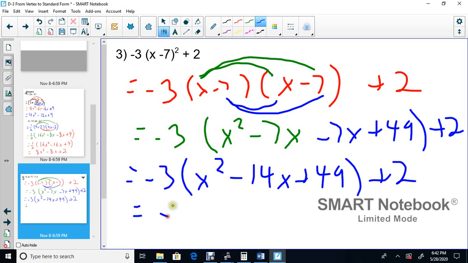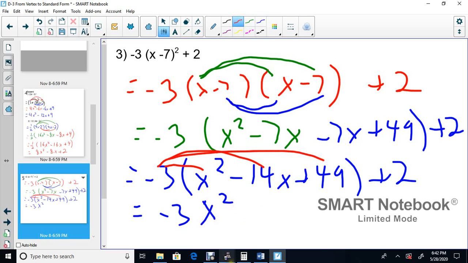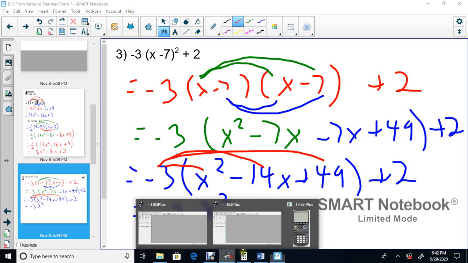And then you get minus 3. And you're going to multiply everything by that minus 3. That, that, and that. So the first one is just minus 3x squared. Now, when you multiply the next one, you go to here, here, and you multiply the last one. I just use a calculator because my math skills are not that good.